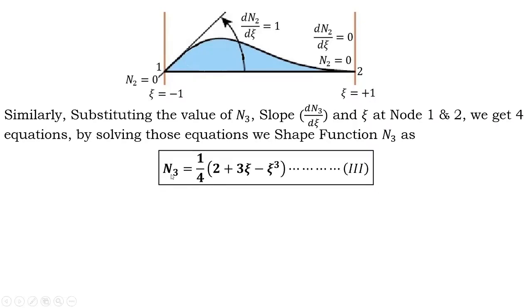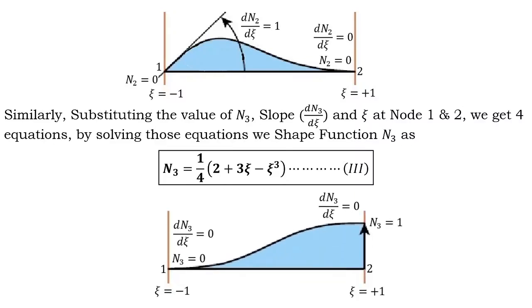Now n3 is equal to 1 by 4 into 2 plus 3 zeta minus zeta cube. Therefore, this is similar to n1, only there is a change of sign here. So there it is minus 3 zeta plus zeta cube. Now here it is plus 3 zeta minus zeta cube. That is the shape function n3. Now if you see the variation of that shape function, now n3 is what?